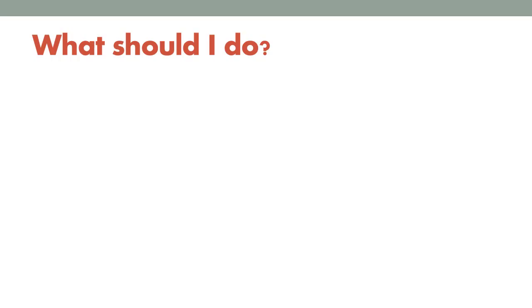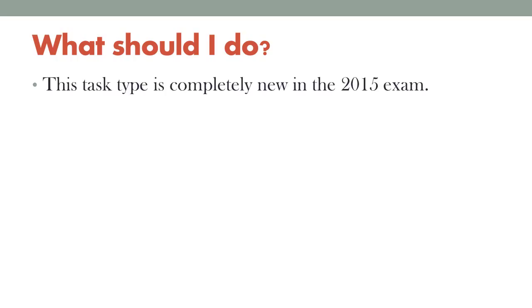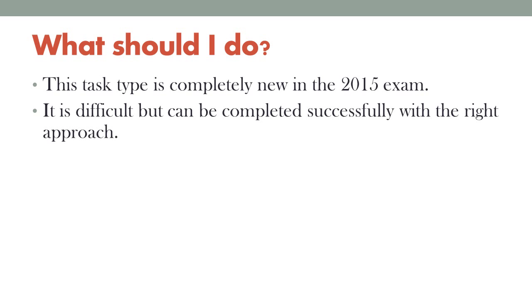So what do you have to do in this particular task? Well, to take the example in the PDF linked in the description, you have 4 reviews of a book, The Architecture of Happiness by Alain de Botton. Then you have 4 questions where you have to match the opinions of different reviewers of this book. So as I mentioned, this is a new task type. It's completely new from the 2015 exam. It's very difficult, but it can be done. You just need the right approach.